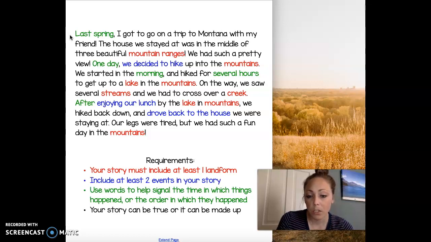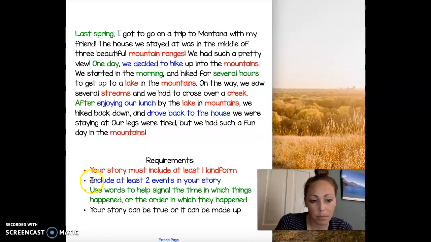So, now I want to show you how I included all of the requirements in my story. So these red words right here say, your story must include at least one landform. So look, I colored them in red too. I talked about mountain ranges, mountains, a lake, mountains, streams, creek, a lake again, and the mountains two more times. So I got at least one. I actually have four. I have mountains, a lake, streams, and a creek. Okay, that's four. And they were really easy to include, so you can totally get creative.